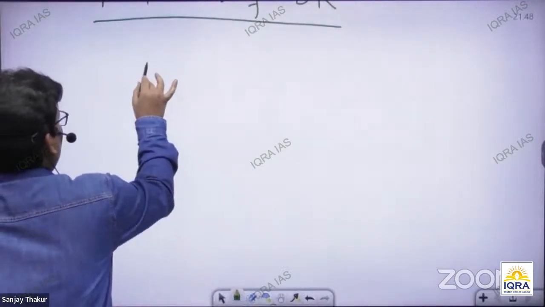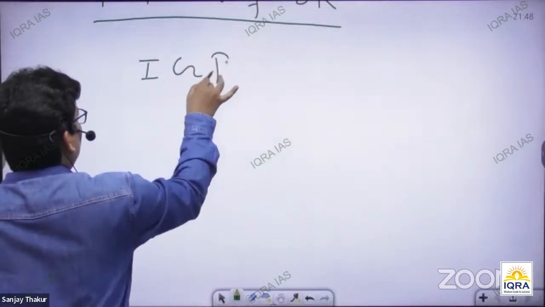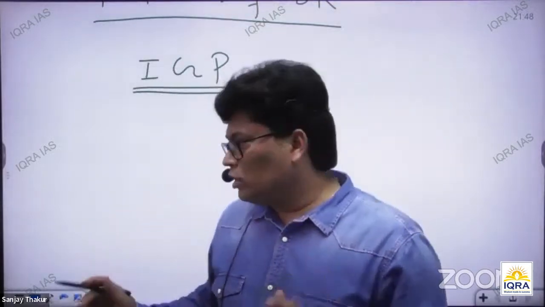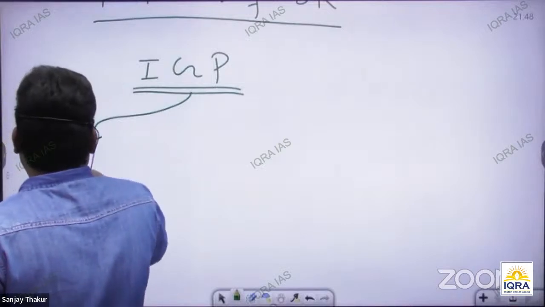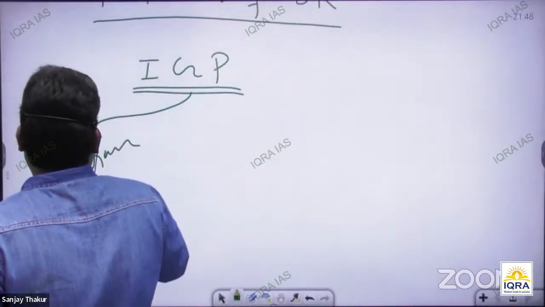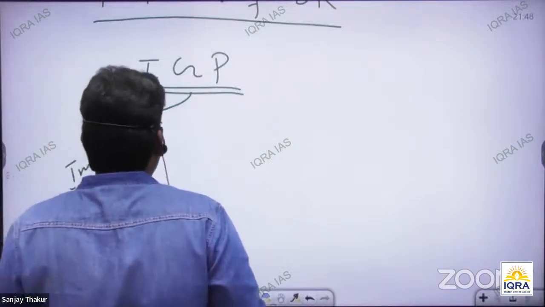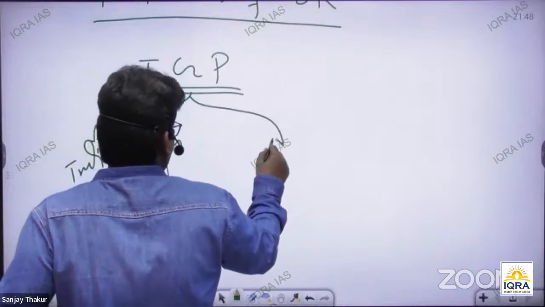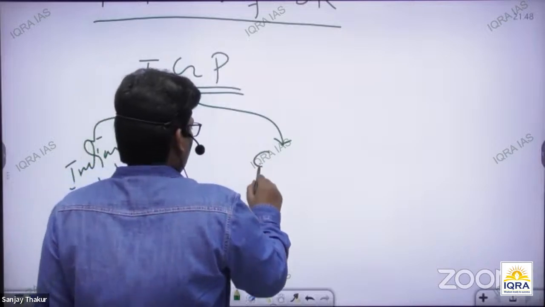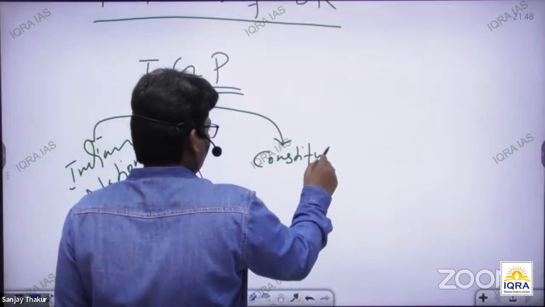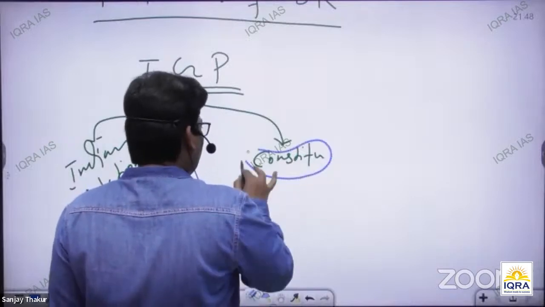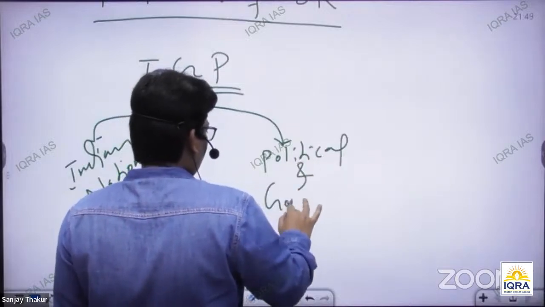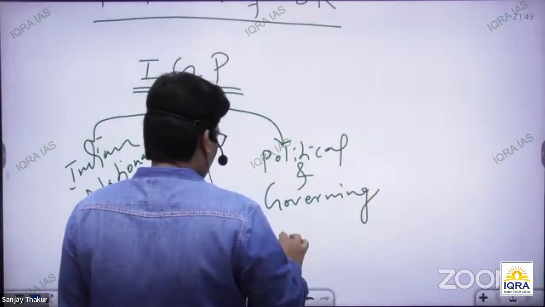After doing all these sections, we will switch over to the IGP portion, Indian governance and politics. Under Indian governance and politics, we may classify it into two subclasses. One is Indian nationalism, which is basically Unit 1 of Part B in Paper 1. Then come the constitutional and governing aspects. Here it would be appropriate to say political and governing aspects.